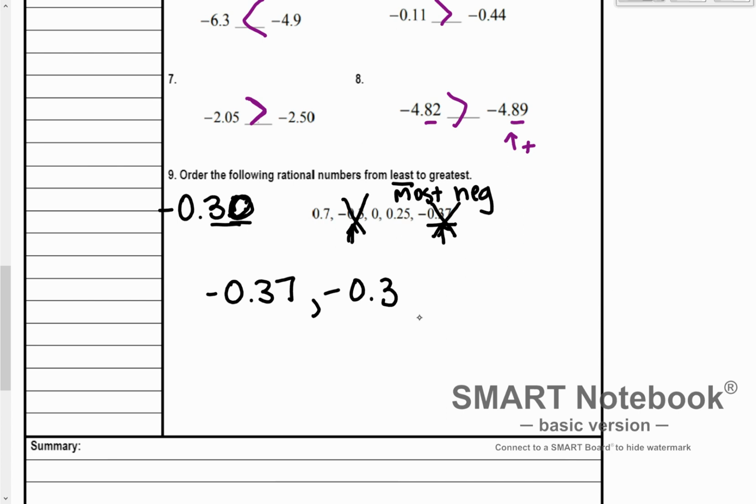Now we're done with our negatives, so we're just talking positives. I've got 0.7, 0, 0.25. Which one is the smallest amount of money? Well, $0 is the smallest amount of money. Then would it be 70 cents or 25 cents? It'd be 25 cents. And then 70 cents or 0.7.